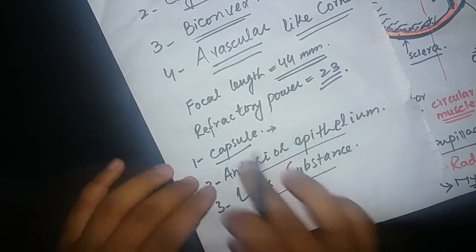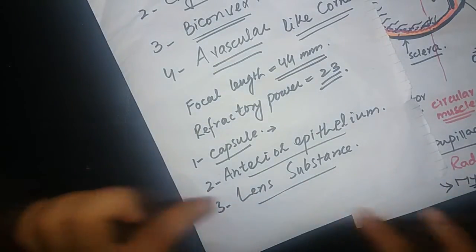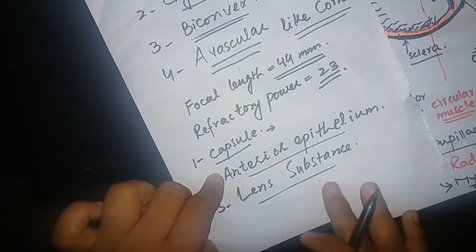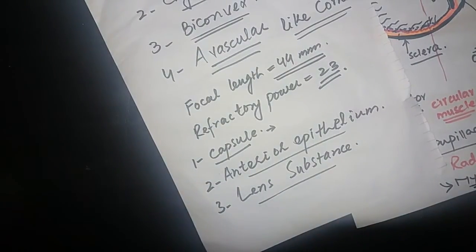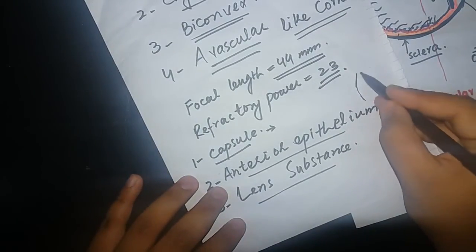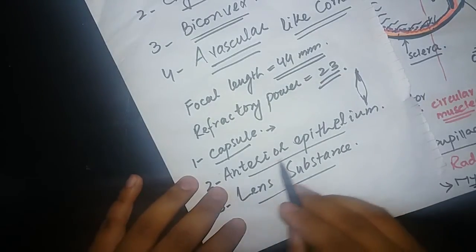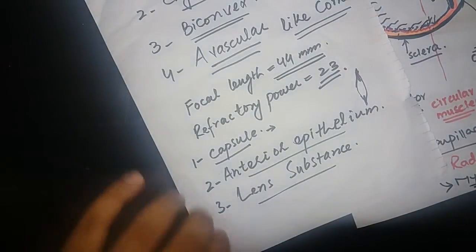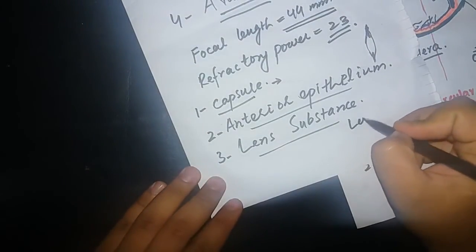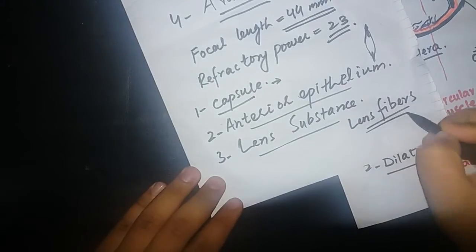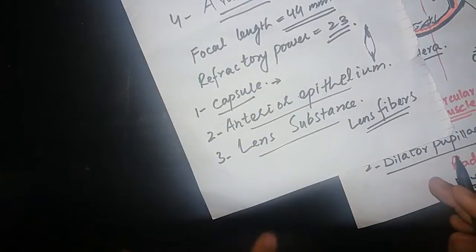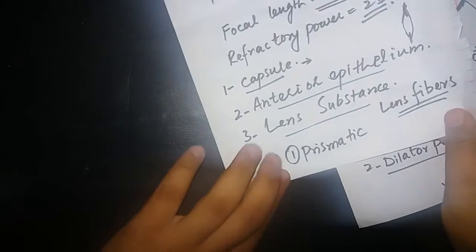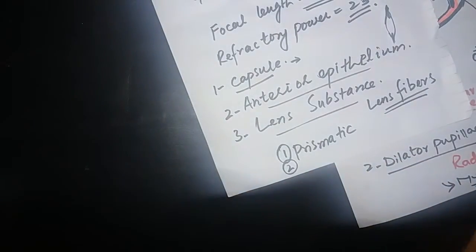Now the capsule is an elastic membrane which covers the lens. The anterior epithelium is beneath the capsule, and it is in the form of cuboidal epithelial cells. They are elongated at the margins. And the last thing is the lens substance. These are the lens fibers, and these lens fibers are prismatic. Secondly, they are in concentric layers.